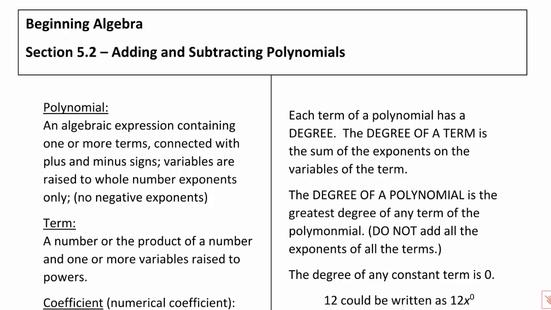Hello, this is the first video for Math 0302 Beginning Algebra, Chapter 5, Section 2. This is called Adding and Subtracting Polynomials.